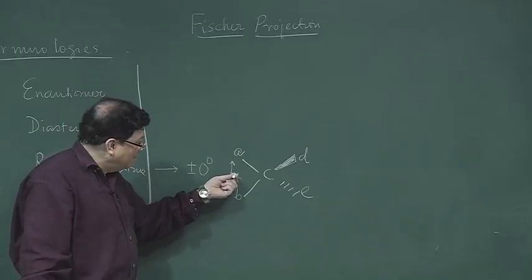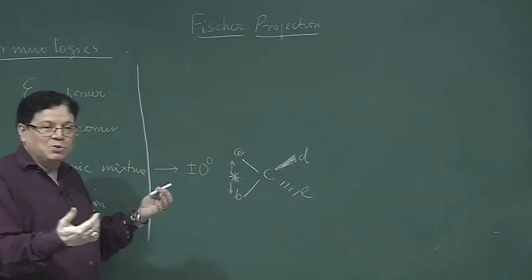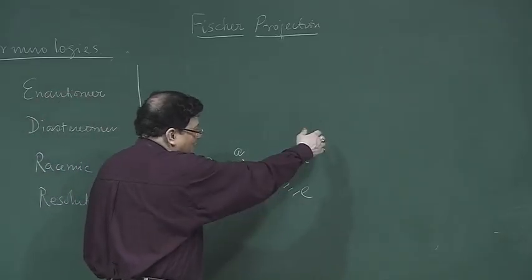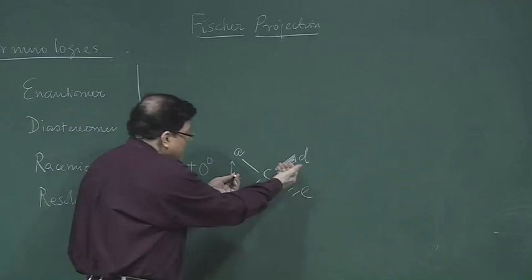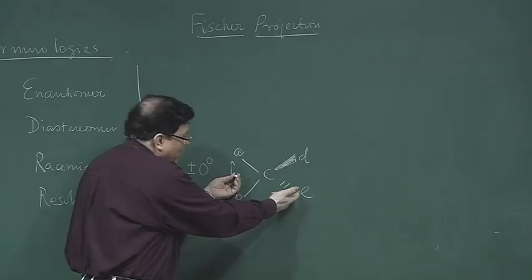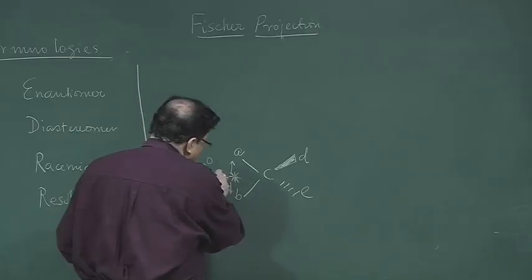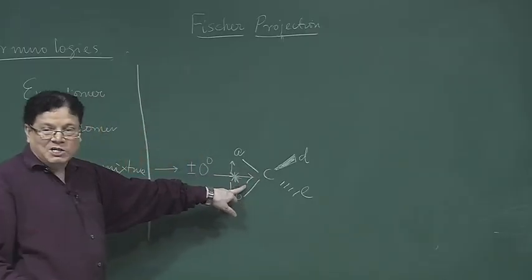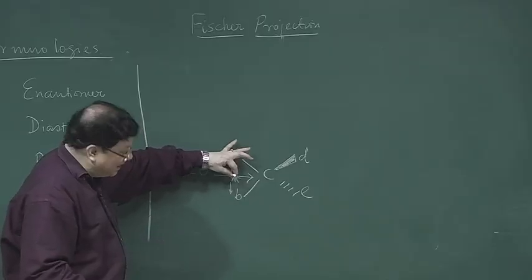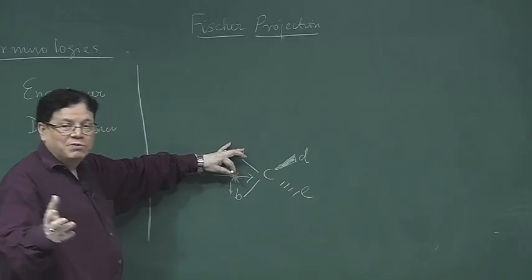That means these A and B are towards his two hands and they are also coming towards him, and D is going away from him, E also is going away from him. D, since it is above the plane of the board, is pointing towards his head and E is pointing towards his leg, but they are going away from him. So, if you now draw the Fischer projection, I am seeing from this direction, my head is here, I am standing in an orthogonal position to the plane of the board, and then I can draw the Fischer projection very easily.